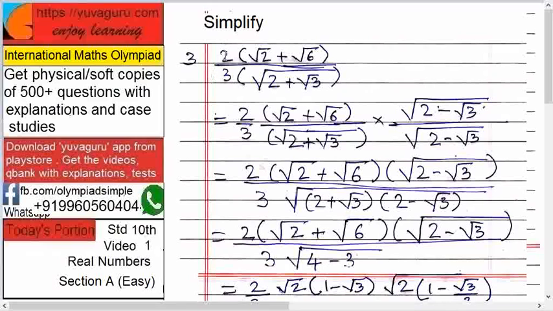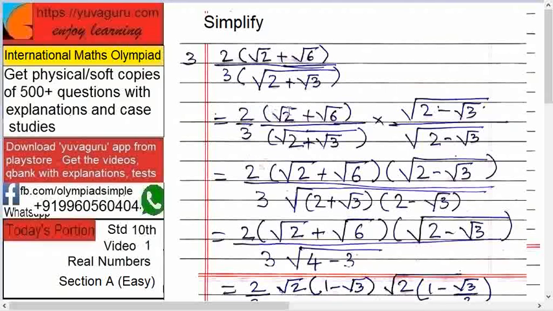Next is simplify. What is the question? 2 upon 3 into bracket root 2 plus root 6 upon root of 2 plus root 3. Remember, see this root, it is complete over here. Okay, so let's solve. First is what? Rationalize the denominator. You have to always rationalize the denominator.